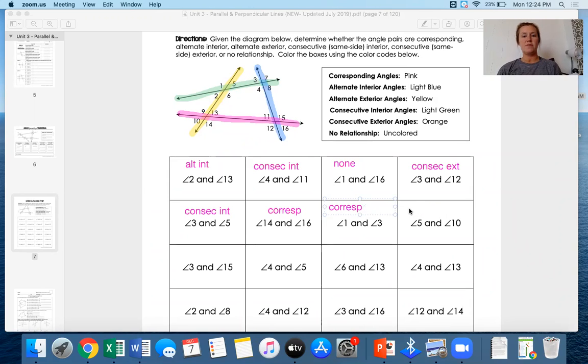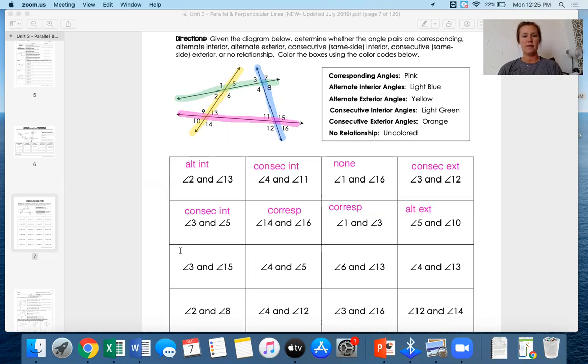Then we have 5 and 10. 5 and 10. They're both on yellow. Yeah, that's perfect. Alternate exterior.